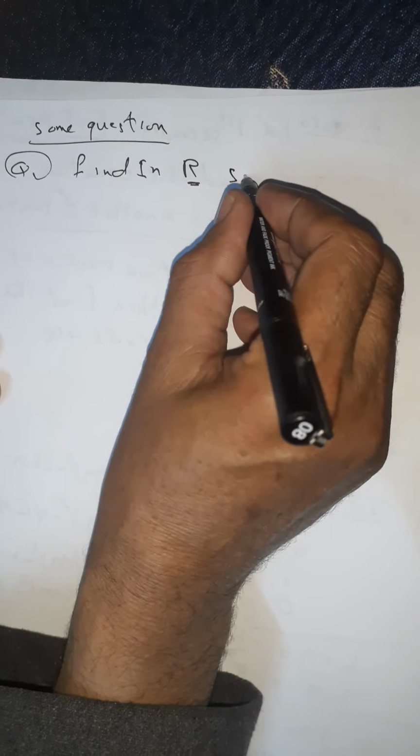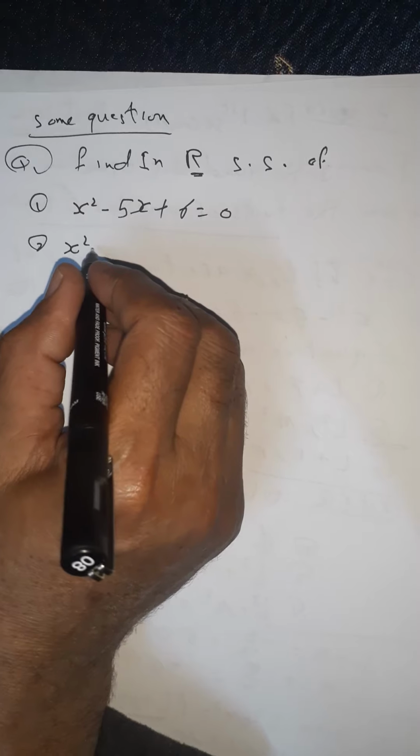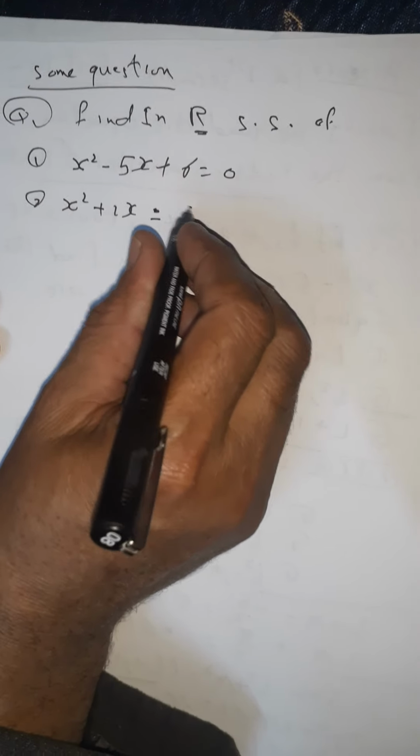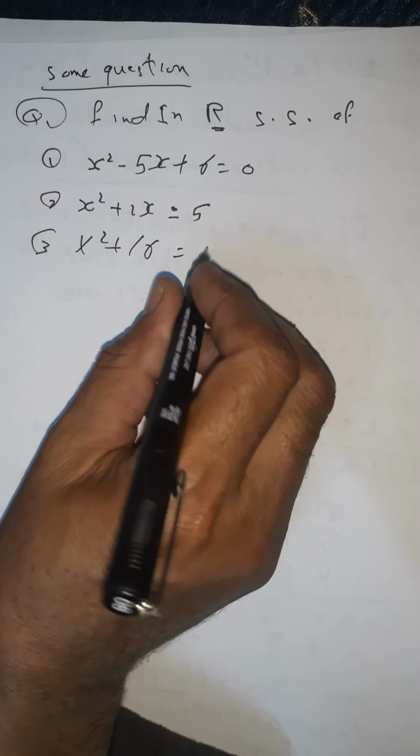Question number 1. Find the real numbers of: number 1, x power 2 minus 5x plus 6 equals 0. Number 2, x power 2 plus 2x equals 5. Number 3, x power 2 plus 16 equals 0.